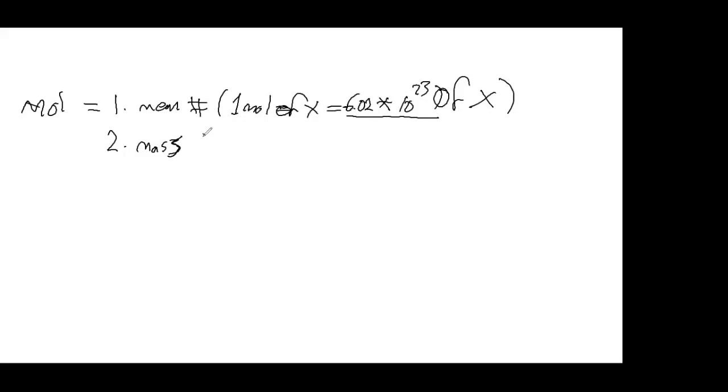1 mole of X will equal mass of X in a gram unit. In a gram unit. X could be atom, could be molecule, could be ion.